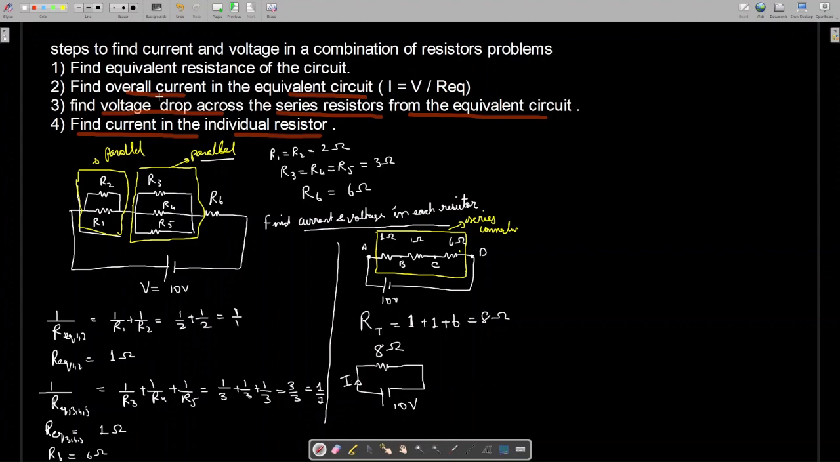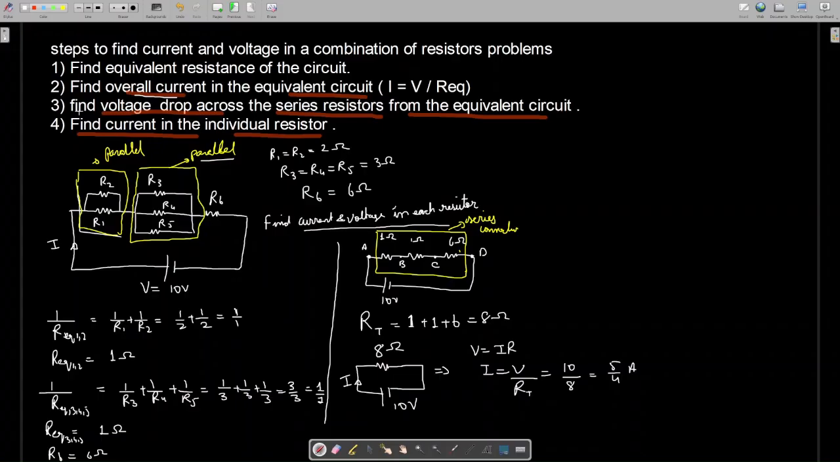Now the next step is find the overall current. So from Ohm's law we know that V equal to IR. Therefore I equal to V by R total. Now V is 10 and R is 8 ohm. So it becomes 5 by 4 ampere. This is the total current flowing in this circuit. I equal to 5 by 4 amperes.